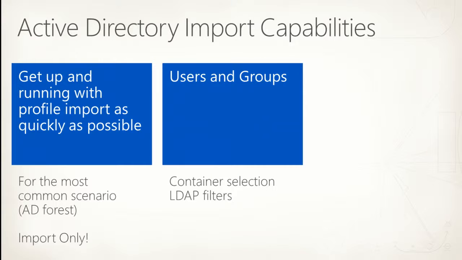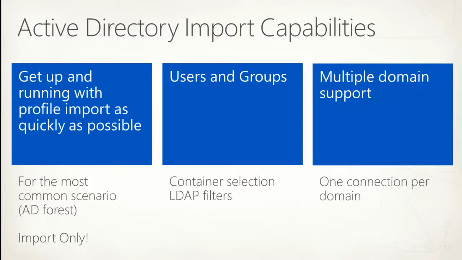And this gives us back what we had in SharePoint 2007 in terms of being able to constrain the type of objects imported. Now, this is for an AD forest, so we support multiple domains, but there's an important caveat here. Because we are using effectively System.DirectoryServices, we need a connection for each domain. So if we have a forest with 10 domains, we're going to need 10 AD import connections.